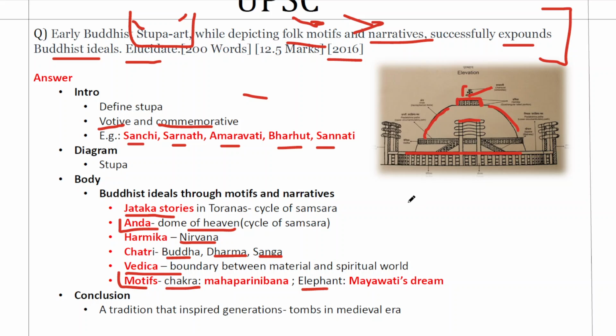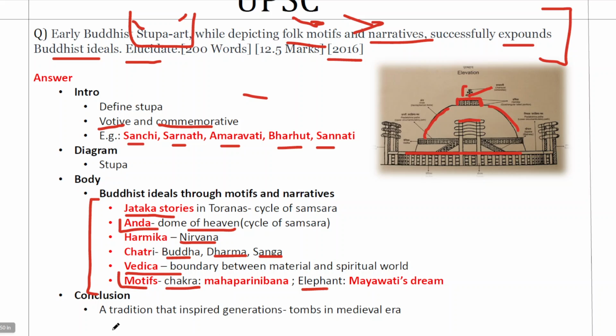That's the whole idea. To be precise, what we have to do in this answer is to draw a stupa, mark its various parts, identify each of them, and connect each with the Buddhist ideal it represents. I hope we have brought in almost all of them in this answer. Keep this by heart, because this is a very fundamental thing for mains as well as prelims.